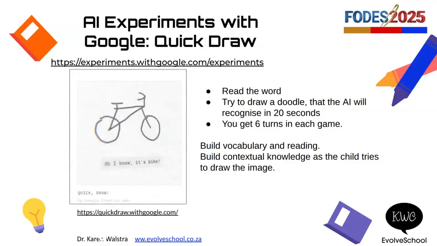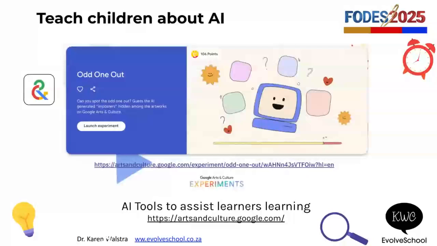Quick Draw is a really fun one that's also a Google experiment. Here what it does is it tells you a word, and then you've got to create a doodle, and you've got 20 seconds to do this, and the AI's got to try and work out if your doodle is right. So you're actually teaching the AI how people draw scribbles and that it can recognize things. But again, here the children can be practicing vocab. They have to read the word. You can be building contextual knowledge as they try to understand or create the image around the context.